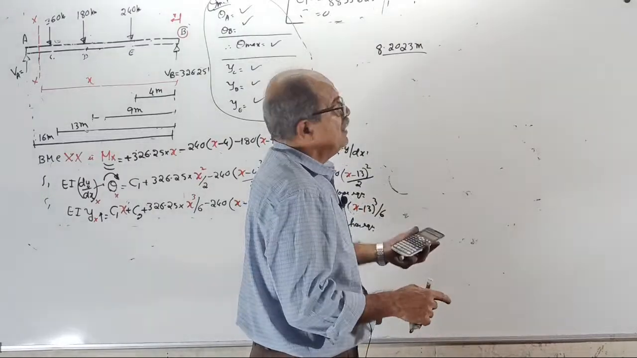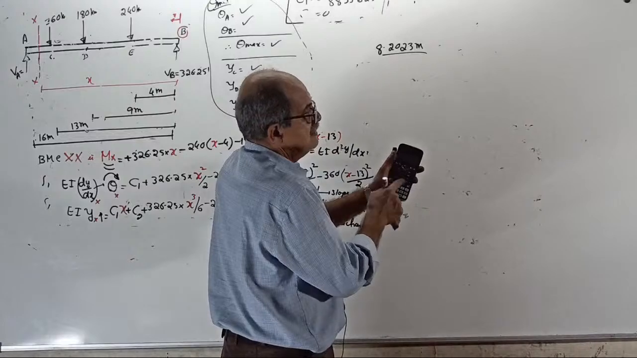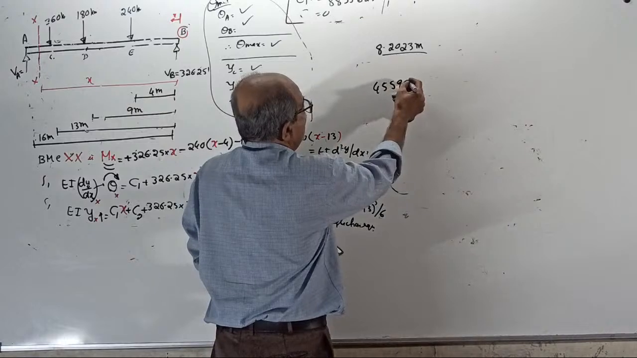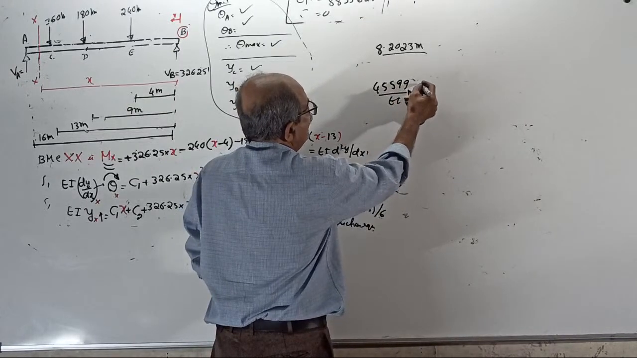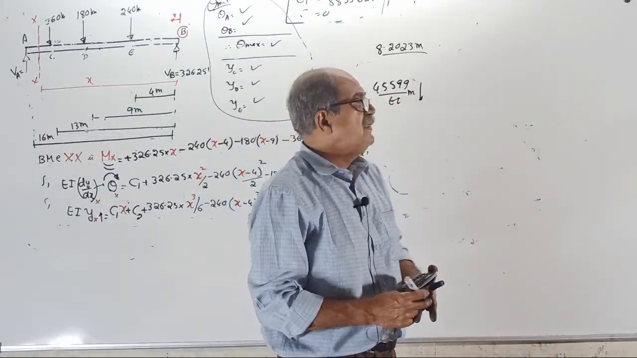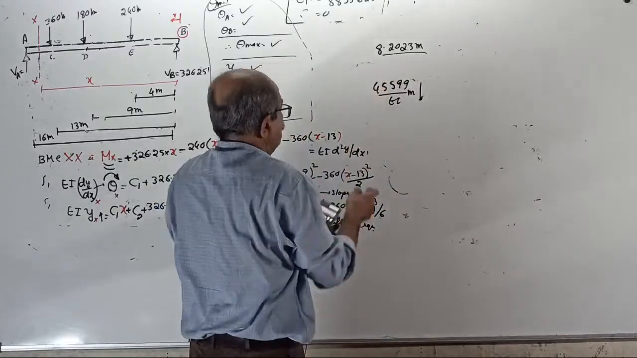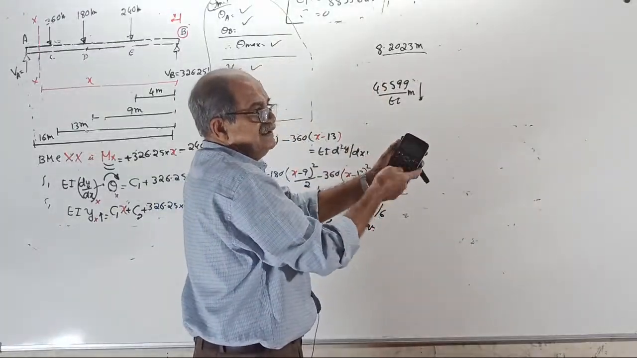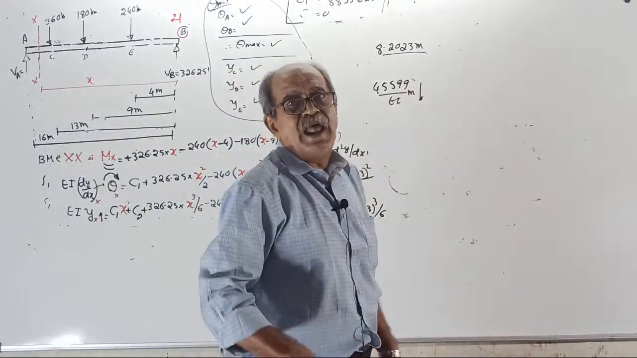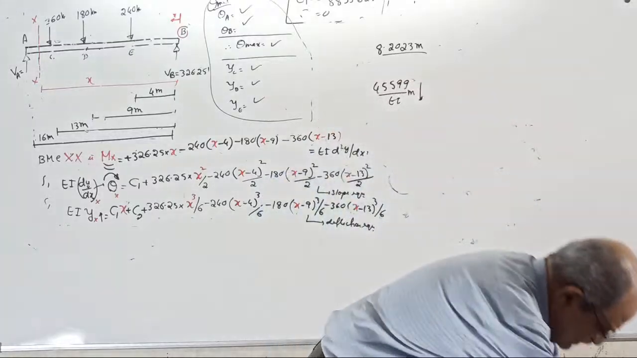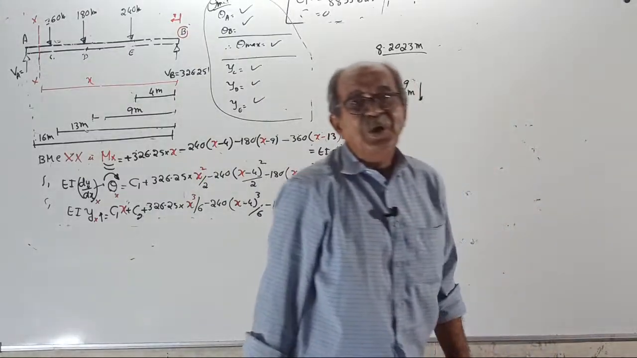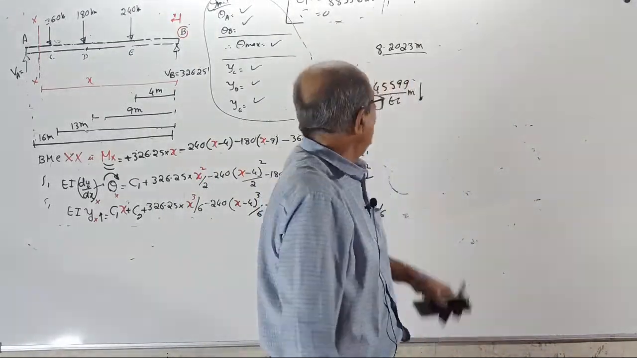Your y max will come. I will calculate now. 4599 by EI meter down. Now tell the answer. How much did you get earlier, last time? I substituted this x value in the deflection equation. I got 45599 by EI meter. What value did you get by the other solution? Same. Oh, perfectly tallying. Therefore, correct.